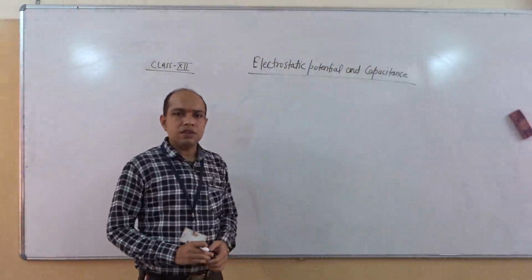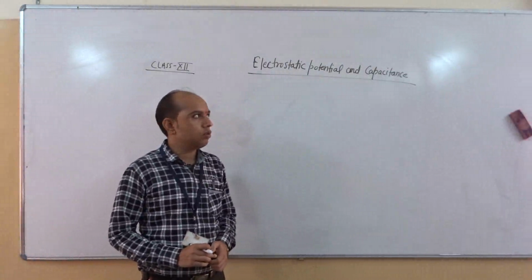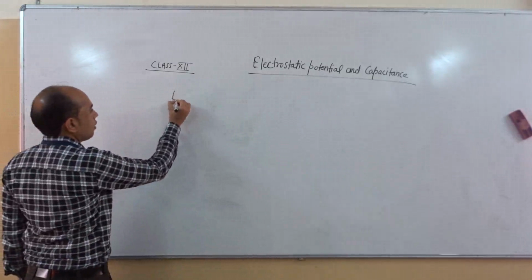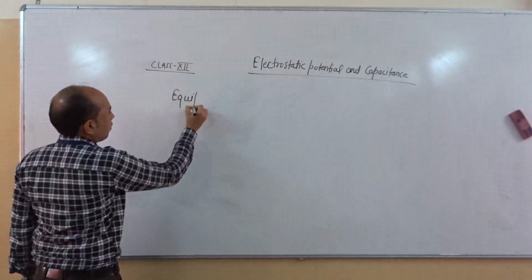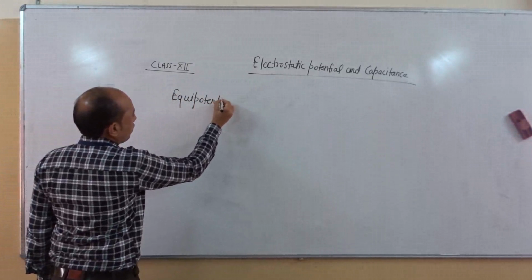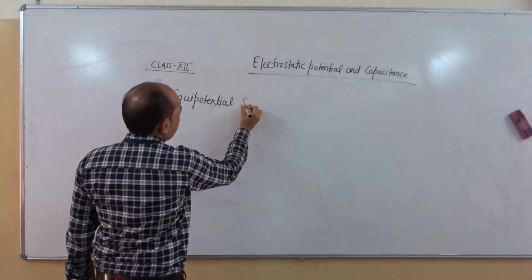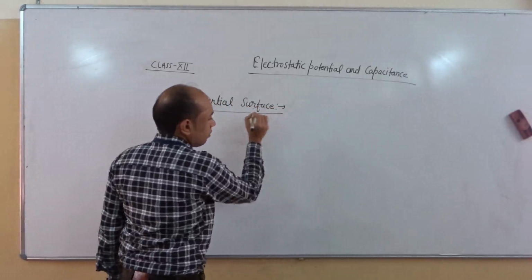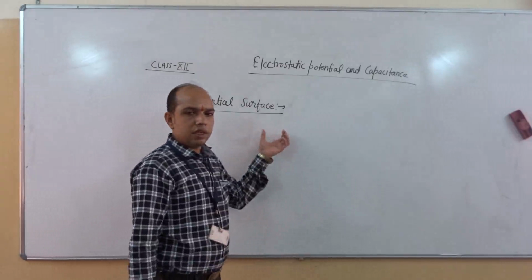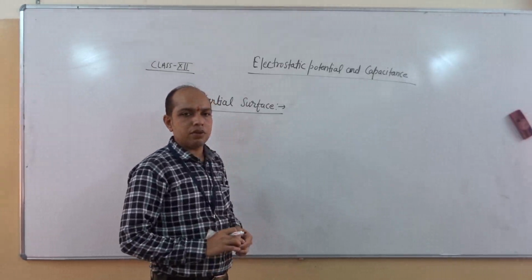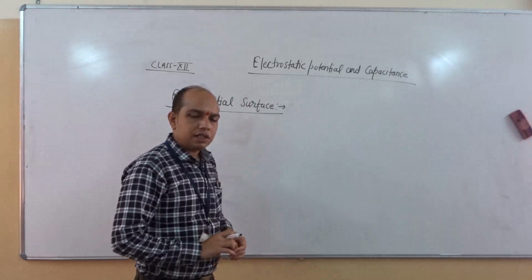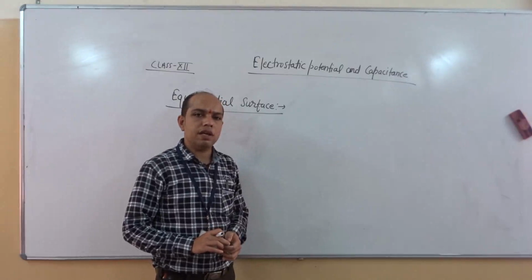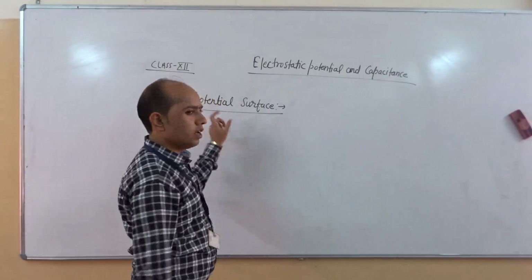So students, today we start with electric potential again. Today we discuss equipotential surface. First we see what is the meaning of equipotential surface. A surface where potential is the same everywhere is called equipotential. So this is the meaning of equipotential.